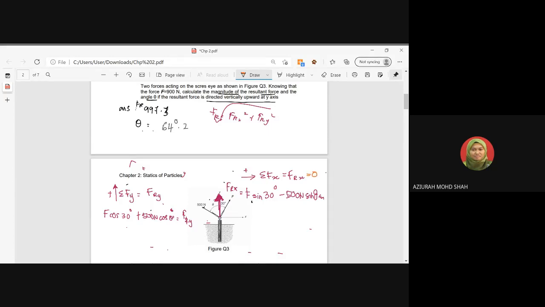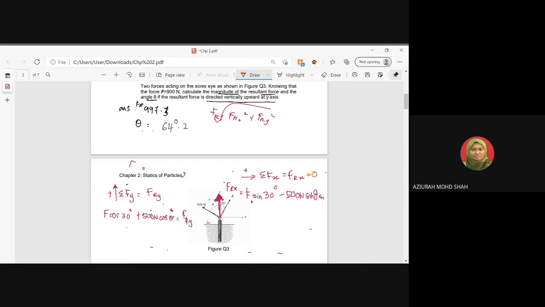Even it is equal to 0, we cannot say that this is equilibrium. Why we cannot say it is equilibrium? Because FRY still have the value. If you want to declare this question is equilibrium, the resultant is 0, FRX is 0, FRY is 0. But not for this question. Bukan untuk soalan ini. Sebab apa?